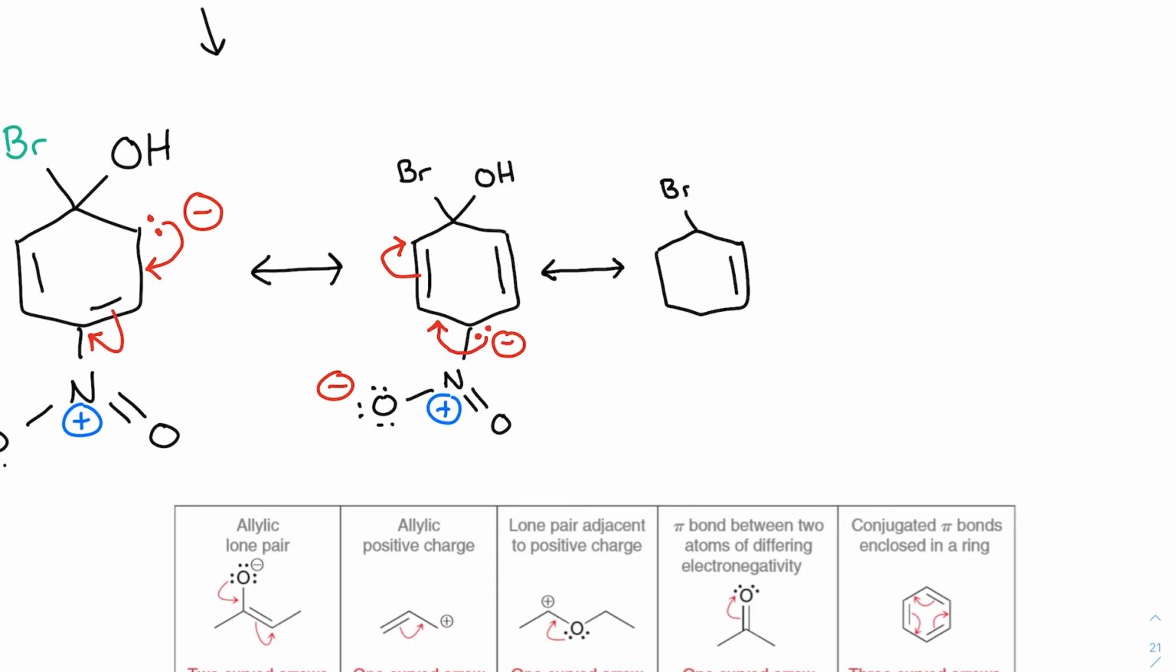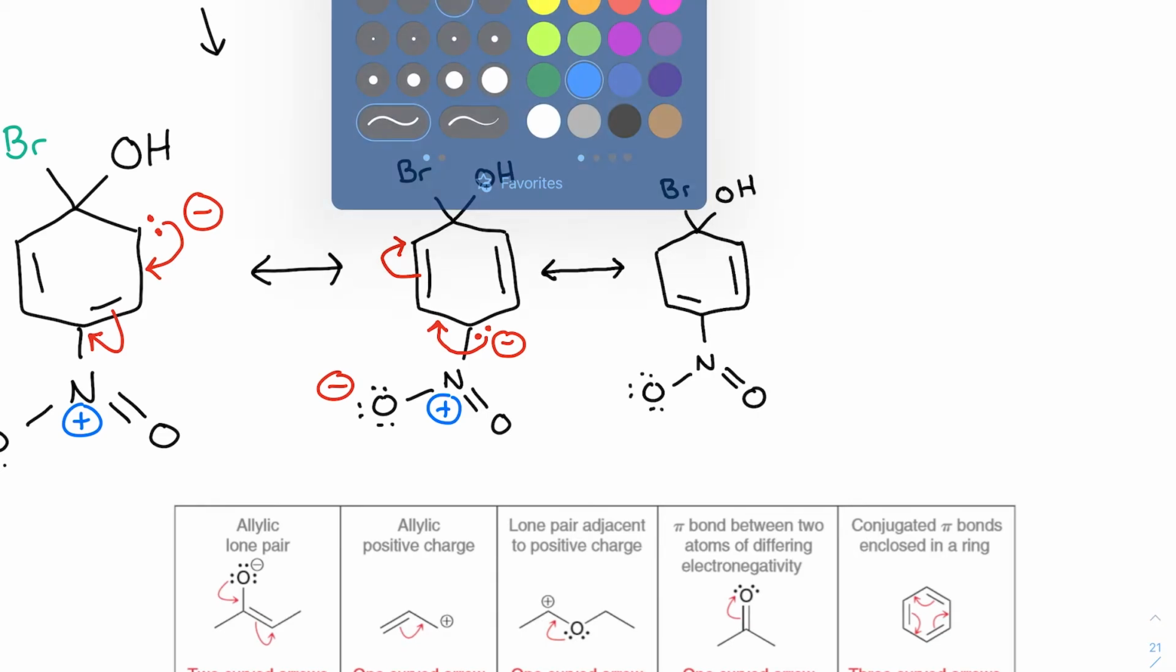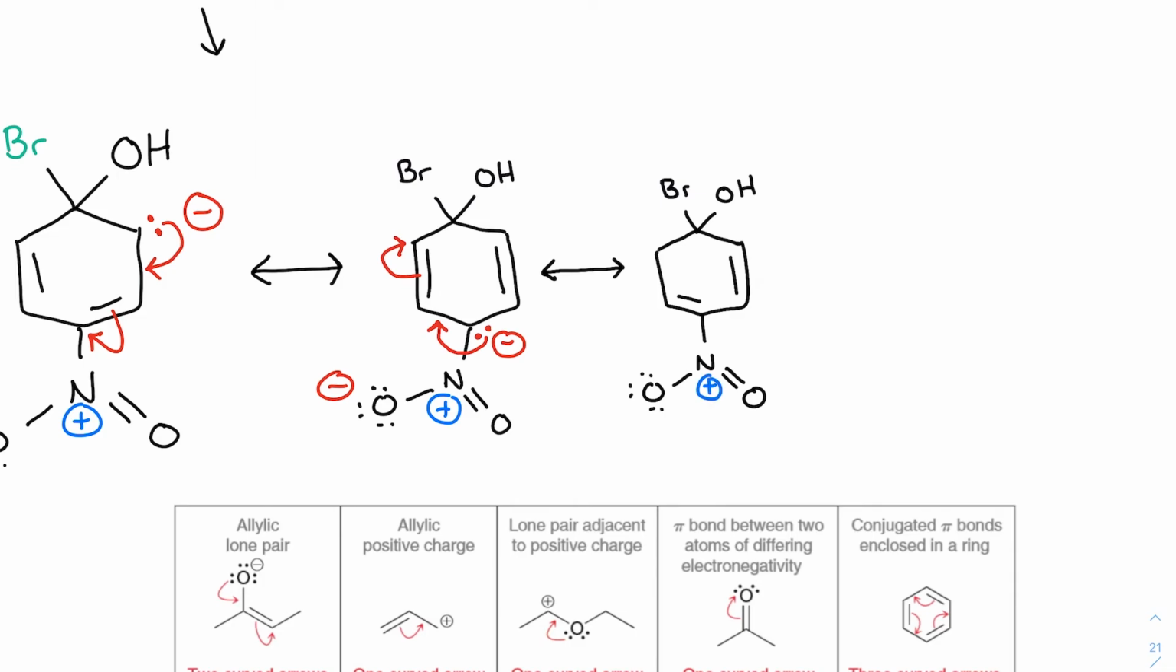So we'll draw this last resonance pattern in the ring here. So we've got this bromine, the OH. We have a new pi bond here. We have our nitrogen, oxygens, and now we have our lone pair here with the full negative charge.